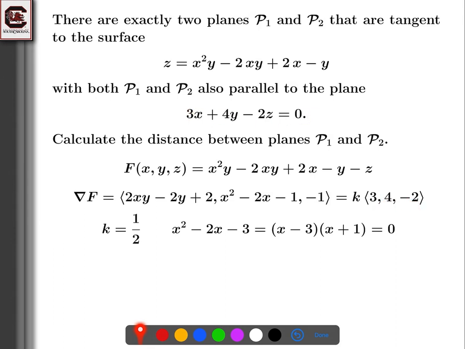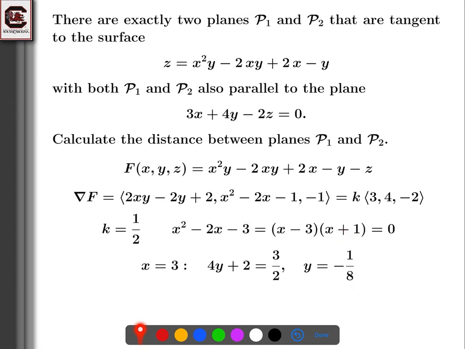So we need then for x to be 3 or negative 1. I'm going to look at each of those possibilities. And then I'm going to use the last remaining equation from here, that this first component has to equal 1/2 times 3 to figure out what y is. So when x equals 3, we're going to have 6y minus 2y, which is 4y, plus 2 is equal to 1/2 times 3, 3/2. We're going to get 4y plus 2 is equal to 3/2. Subtracting 2, we get a negative 1/2 on this side, and dividing by 4, we get y is negative 1/8.